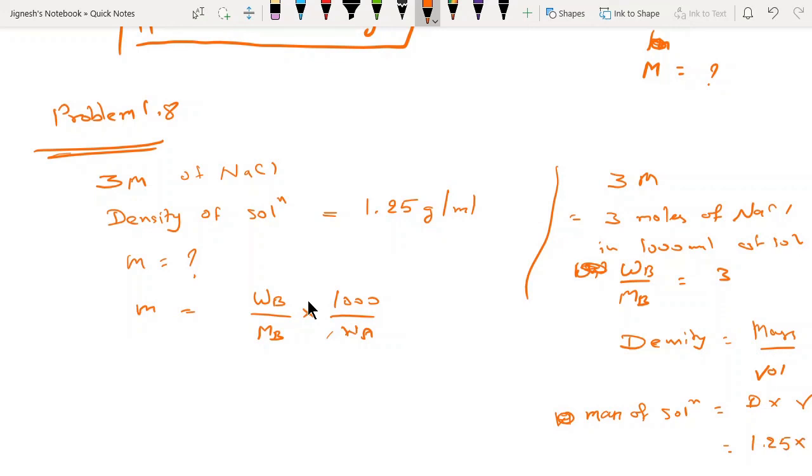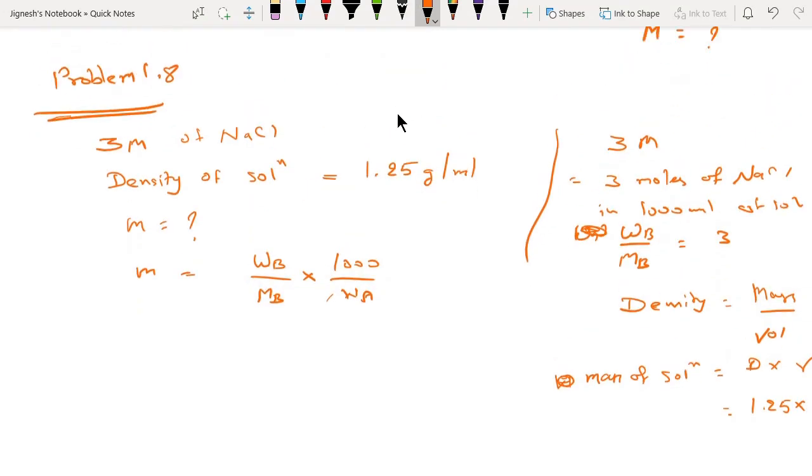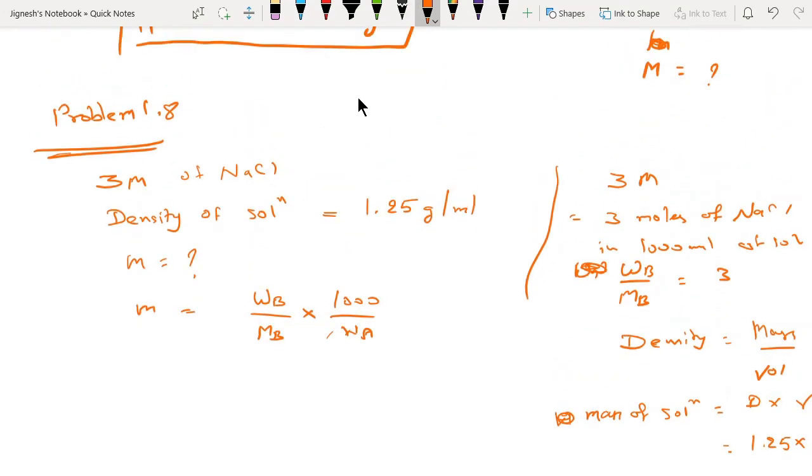How do we know? Because the solution is given as 3 molar. 3 molar means this 1000. So what do I write? Multiply 1.25 with 1000, so 3 zeros come behind, and then remove the decimal. So what do I get? I get this many gram of solution. This is not done, guys. This is only mass of solution.